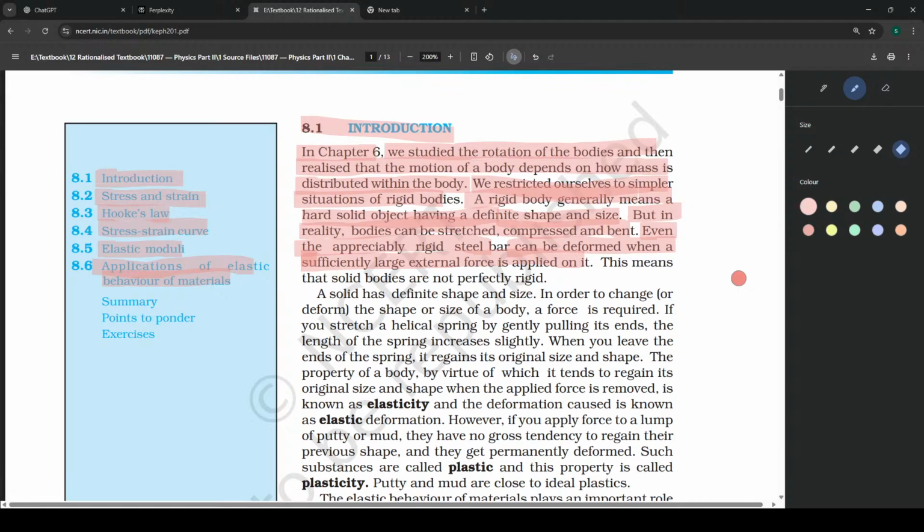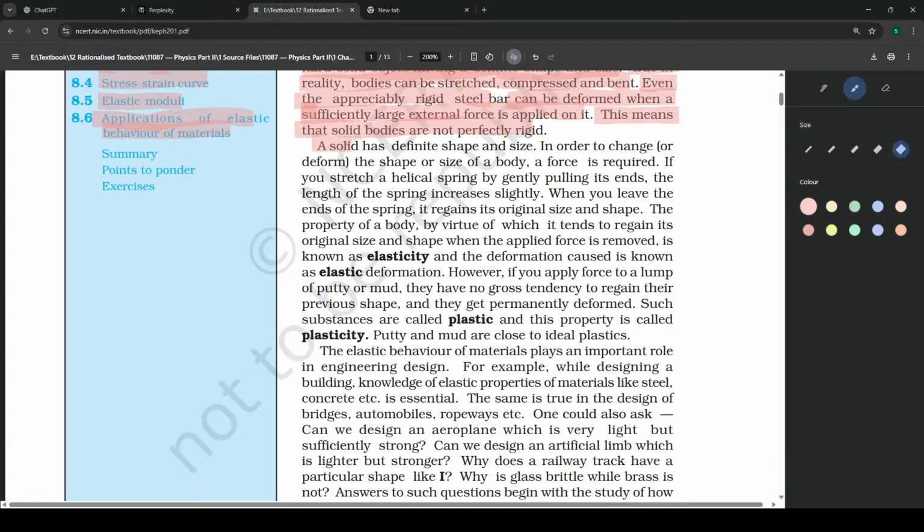Considering even an iron bar, if we apply a sufficient amount of external force, it can bend and deform. An ideal rigid body is a body which has a definite shape and size, but that is very hard to see in reality. This means that solid bodies are not perfectly rigid. Most solid bodies are not perfectly rigid.